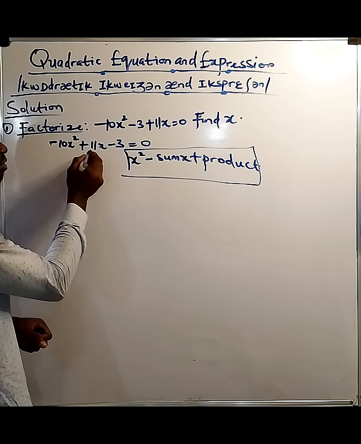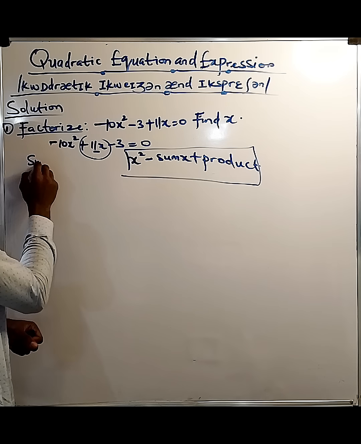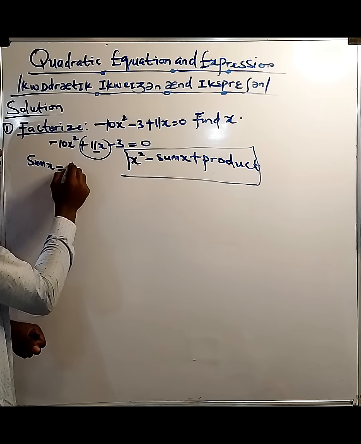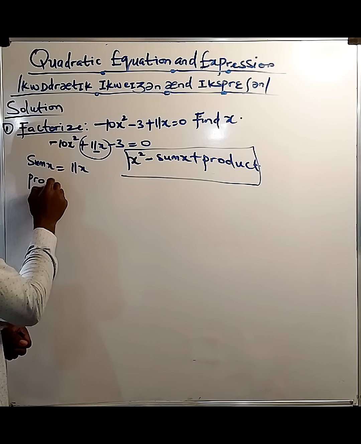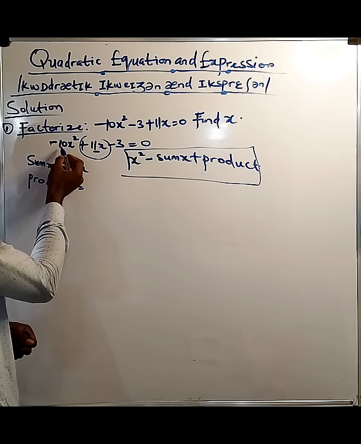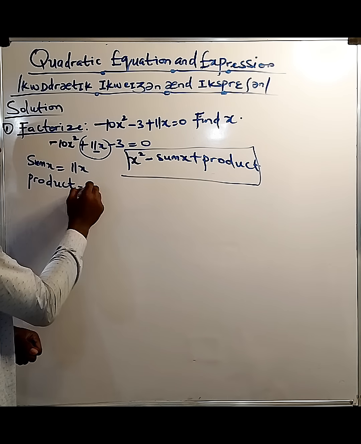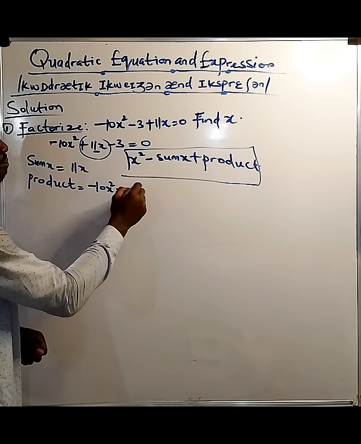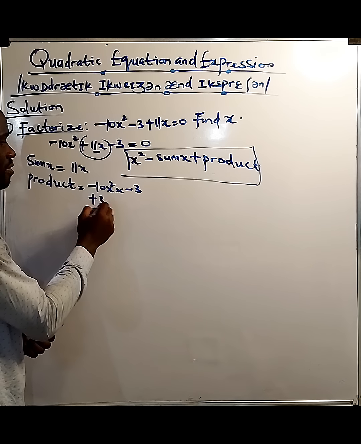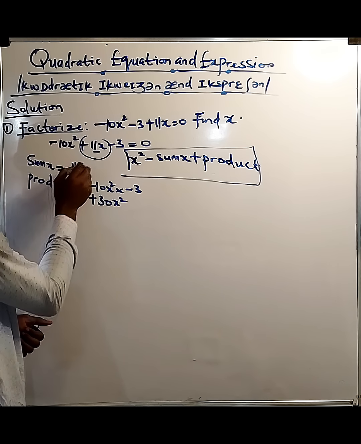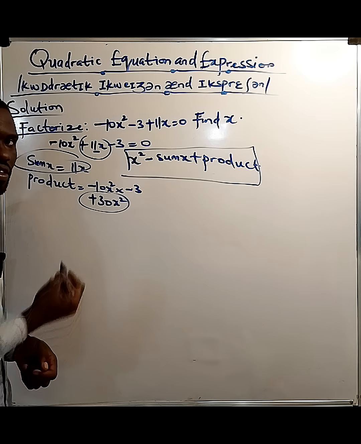When we look at this, don't forget that the sum x is the value we have at the middle. This is the sum x. So the sum x is 11x, that's plus 11x. Then the product, don't forget, we're going to get the product by multiplying what we have here with what we have here. So that's minus 10x squared times minus 3. So what do we have? Minus times minus is plus. 10 times 3 is 30, 30x squared. So the sum x is plus 11x. The product is plus 30x squared.